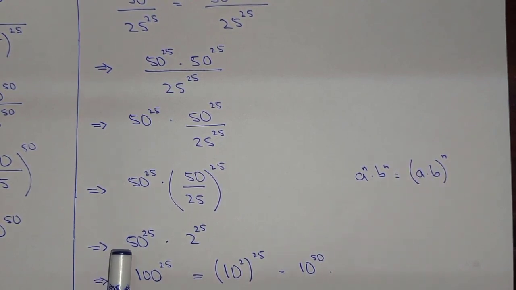The same we are doing over here. So a into b means 50 into 2, that is 100. So 100 power 25, and 100 can be written as 10 square. So 10 square whole power 25. We know that the powers inside and outside can be multiplied. So 10 power 50. So this is the final answer.